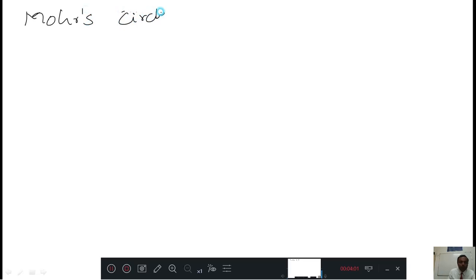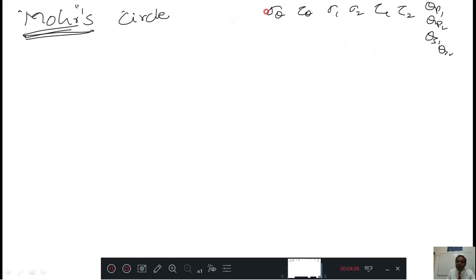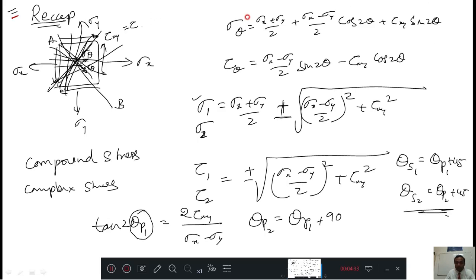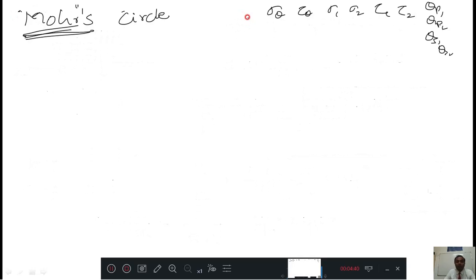Mohr's circle. Mohr is a scientist; this Mohr is the name of the scientist. He invented a technique to find sigma theta, tau theta, sigma 1, sigma 2, tau 1, tau 2, theta p1, theta p2, theta s1, theta s2, and to understand compound or complex stresses, but not by using analytical methods, where you substitute something into these equations and get the answer. The Mohr circle method is not like that. It is all about a graphical representation of compound stresses.